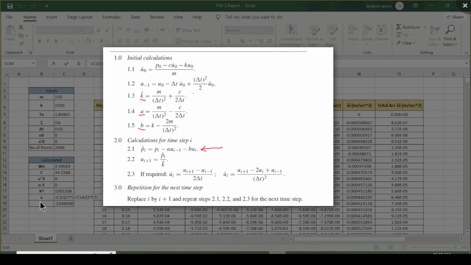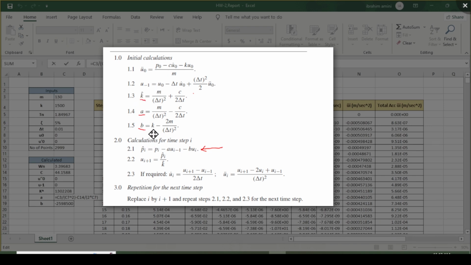So this is the stiffness constant and these are the other constants. You can calculate these two constants from two formulas. A is equal to mass divided by the time difference squared, minus the damping constant divided by 2 multiplied by the time difference, and B is stiffness minus 2 multiplied by mass divided by the time difference squared.